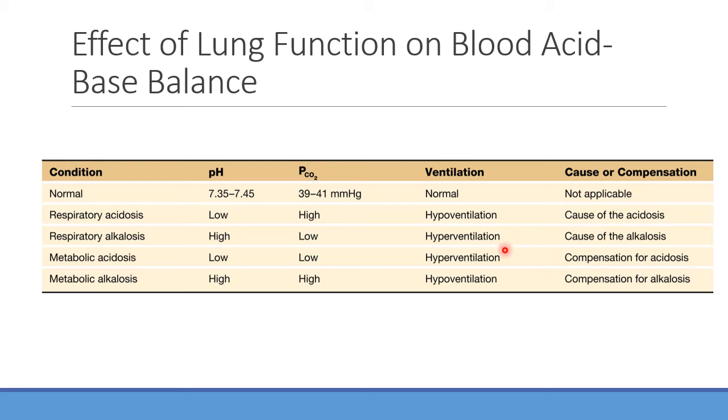Is the pH normal? Is it within the reference range? If not, then you know it's not compensated. And then you're going to be looking at the PCO2. If it's high and the patient's acidotic, then you know it's a respiratory issue. If it's low and the patient's acidotic, then you know it's going to be more of a metabolic issue.